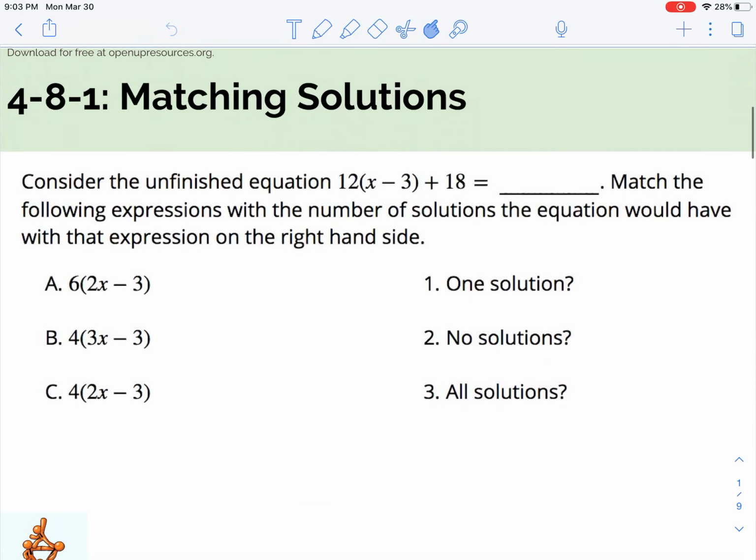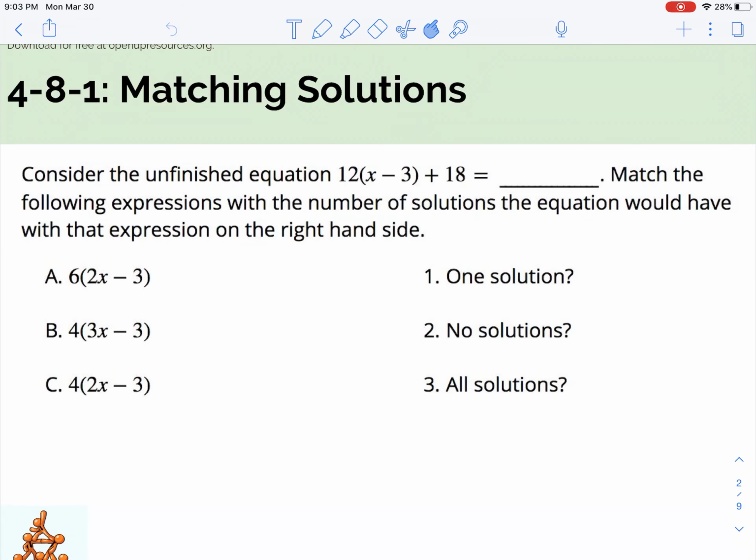Okay, so your warm-up is called Matching Solutions, and it says consider the unfinished equation 12 times x minus 3 plus 18 equals blank. Match the following expressions with the number of solutions the equation would have with that expression on the right-hand side. So you have this blank, and you're actually going to put each expression in the blank, and then decide how many solutions making the equation that way has.